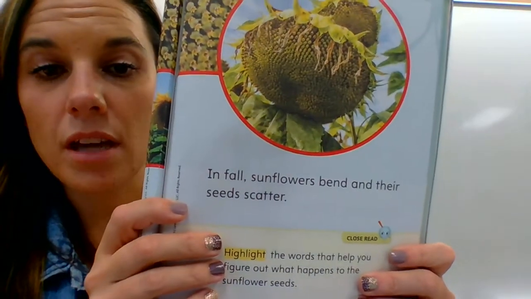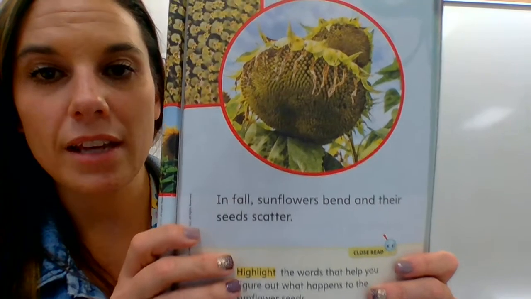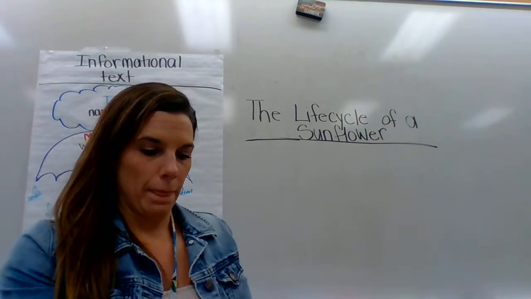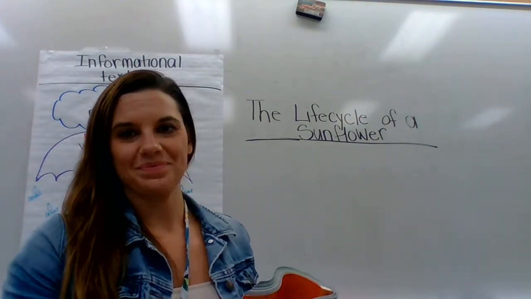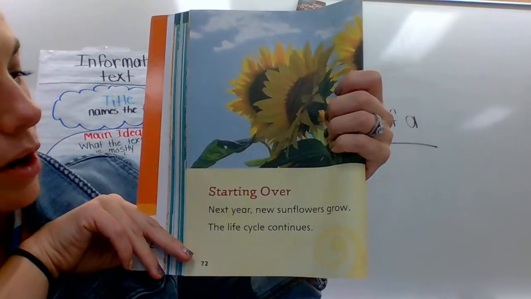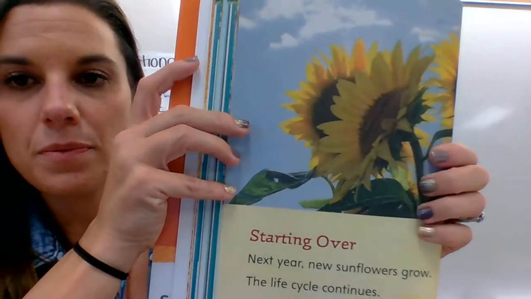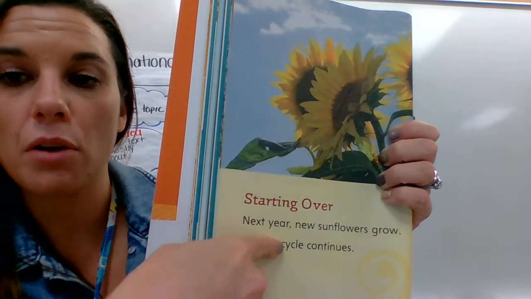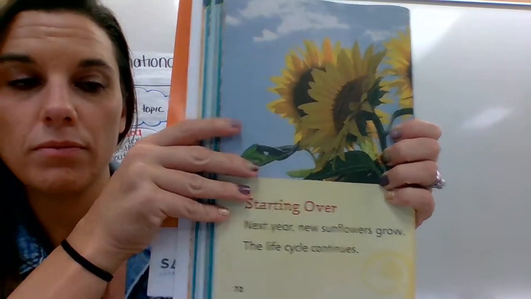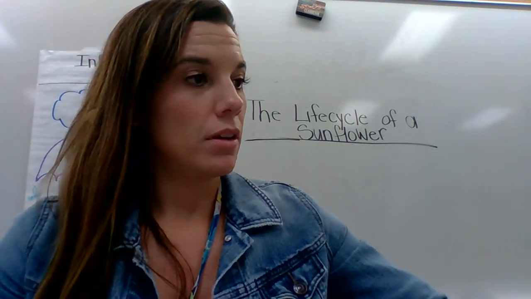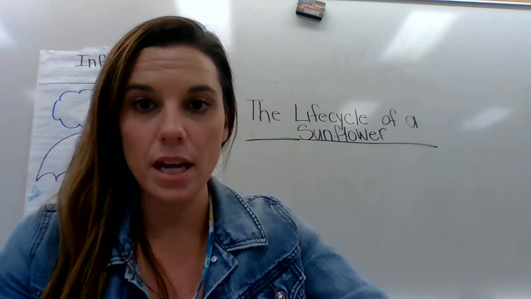In fall, sunflowers bend and their seeds scatter. Starting over. Next year, new sunflowers grow and the life cycle continues. And that word life cycle, that means how a sunflower starts and grows. And here they are again, the last picture of a sunflower. Okay. So, that is the end of our story.